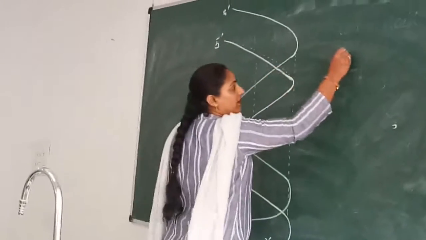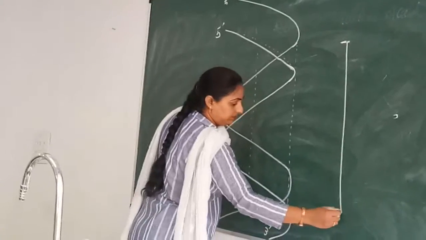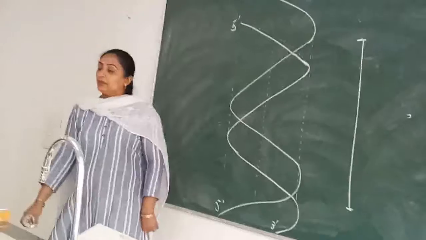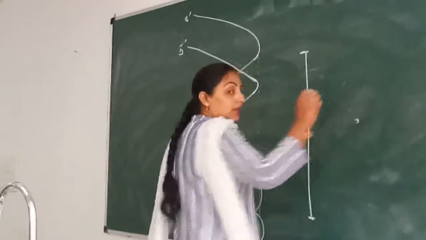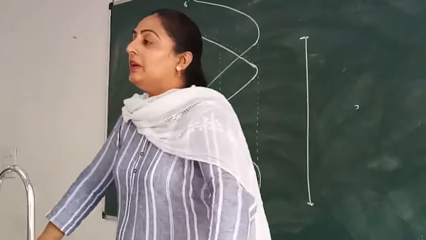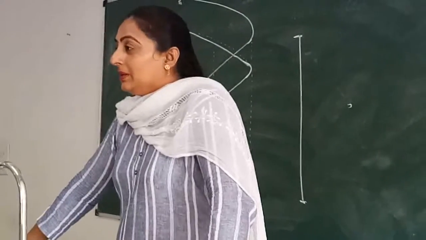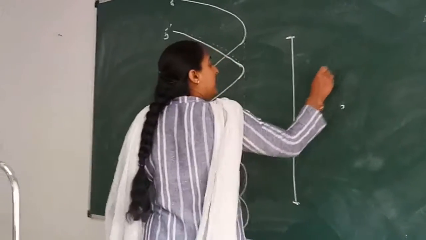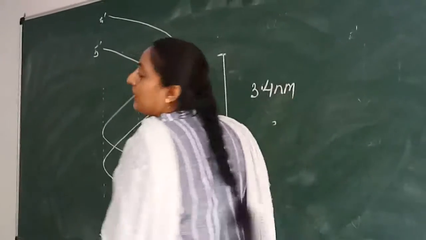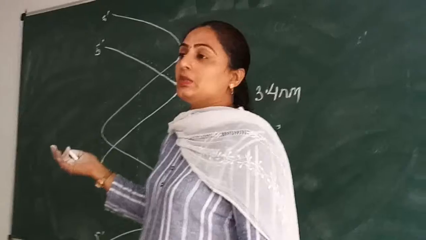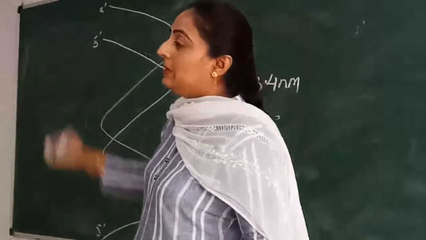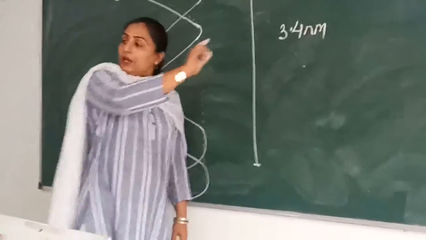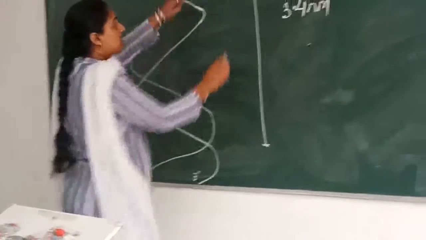See, from here till here, this is one coil of DNA, one turn of DNA. Now you tell me, how much is the length of one turn of DNA? This is 3.4 nanometers, right? 3.4 nanometers, or we can say 34 angstrom units. Nanometers means 10⁻⁹ meters. So this is one turn of DNA.